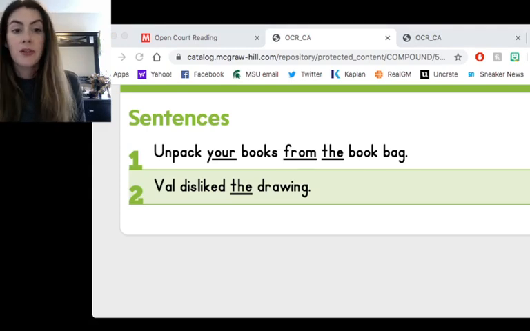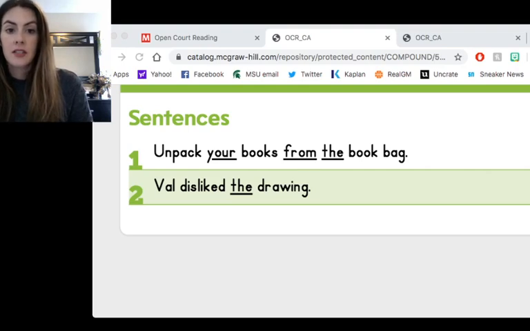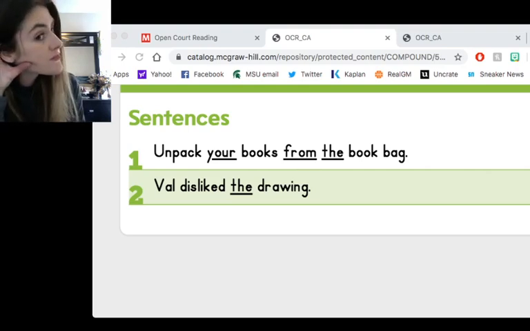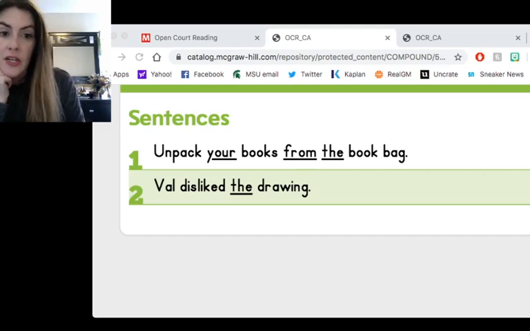I am going to read it with you. Unpack your books from the book bag. Unpack your books from the book bag. Good. One more time. You read it to me this time. All right, move on to number two.